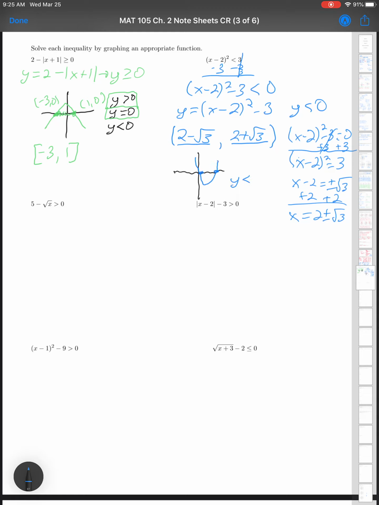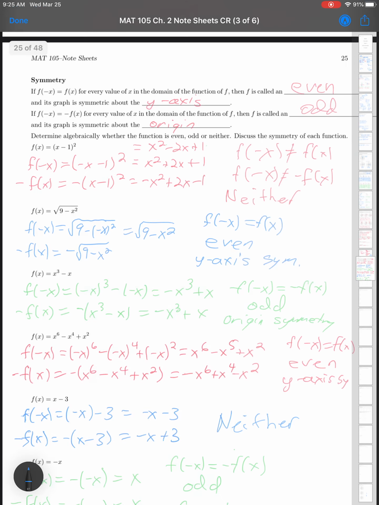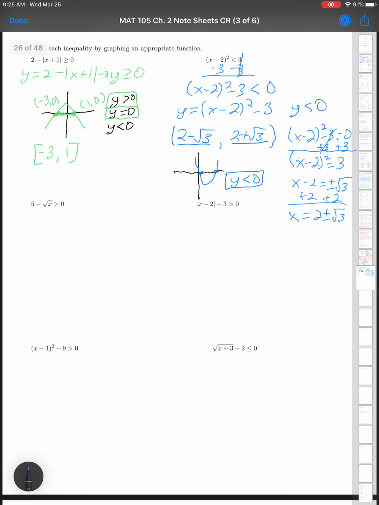So our graph looked like this. And so our endpoints are right there, and we wanted y to be less than 0. So that's this part down here. So that's the part under the graph, between these two, right? If I had done y is greater than or equal to 0 here, it would have actually been these two parts above the x-axis.